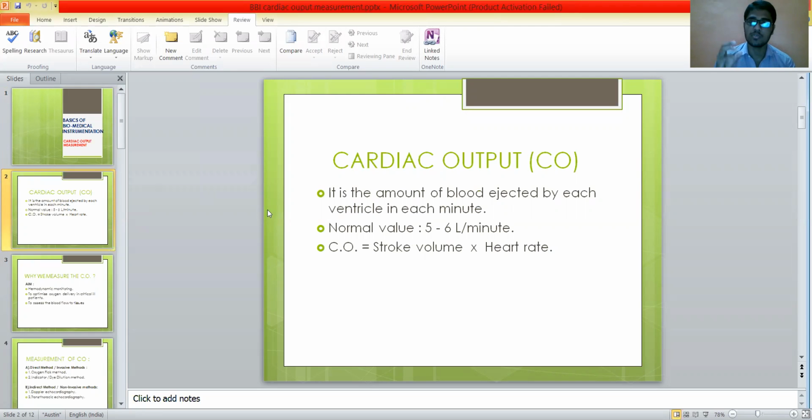Cardiac output is the amount of blood ejected by each ventricle in each minute. The normal value is the least amount of blood that can be generated by each ventricle in each minute: 5 to 6 liters per minute of blood generated through the heart. Cardiac output has a formula: cardiac output is equal to stroke volume times heart rate.